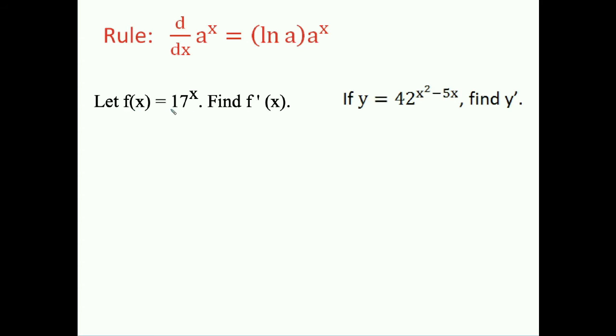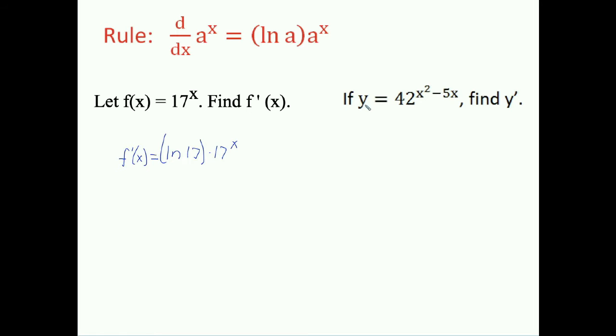So nice and simple, f of x equals 17 to the x, find f prime of x. Well, by the rule we just came up with, we know that the derivative of an exponential is going to be natural log of the base, so natural log of 17 times this function, 17 to the x. And that's our answer. So the derivative of 17 to the x is natural log of 17 times 17 to the x. Over here, we're going to have to use the chain rule.